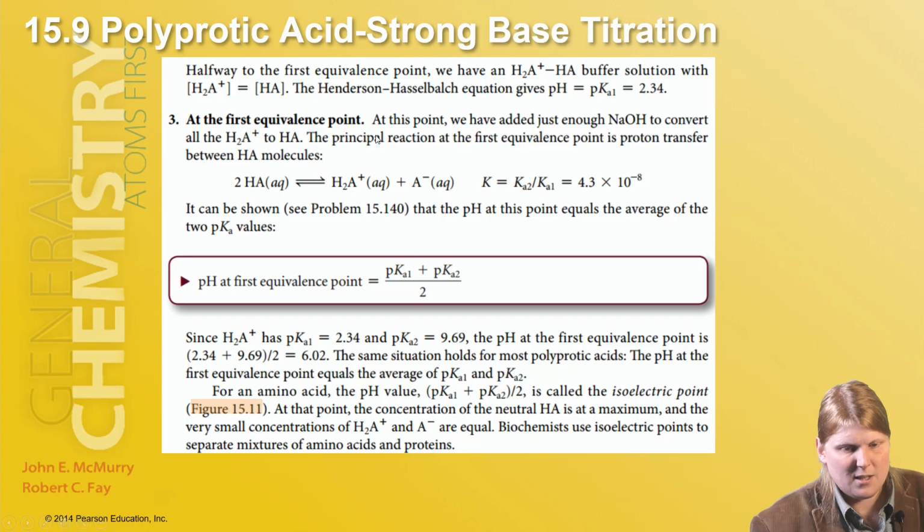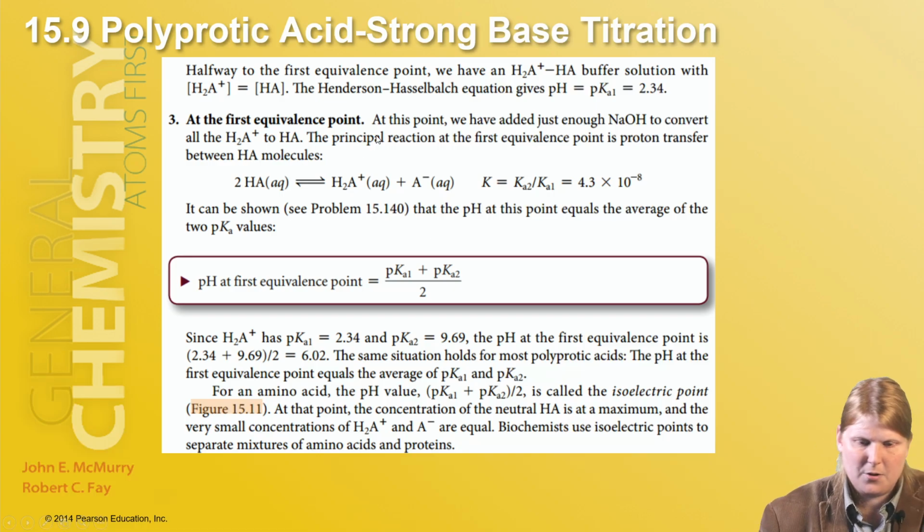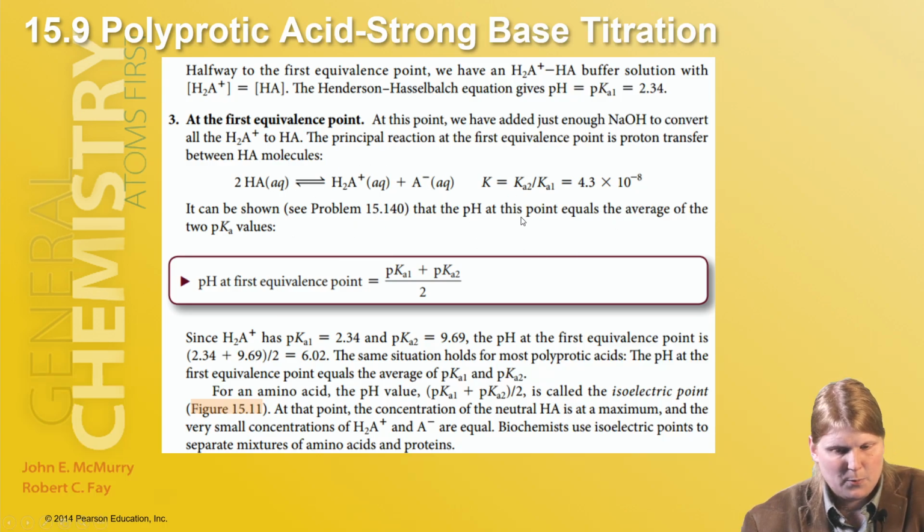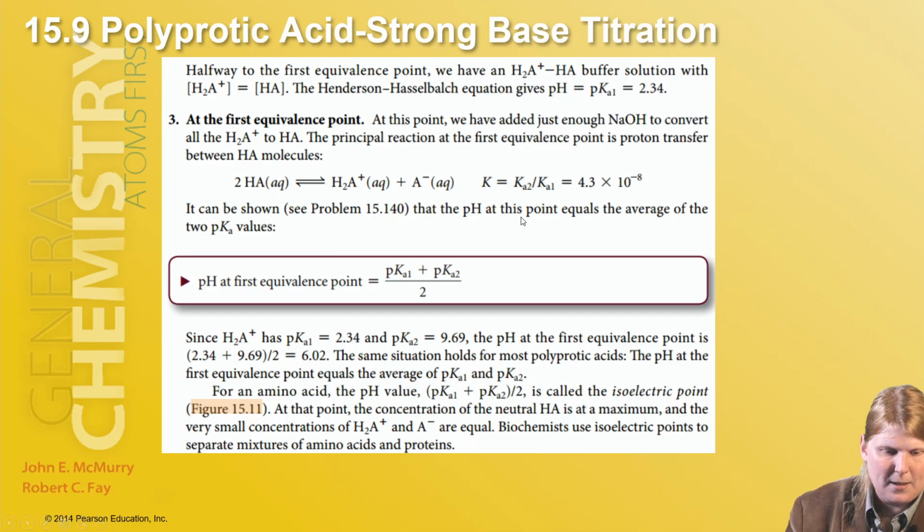That actually is an easier way in these equivalence stages to do that, because we'll have everything converted all the way over. They said that at the first equivalence point, the pH equals the average of the two pKa values, because we're right in between the 2 points. So that actually kind of makes sense.